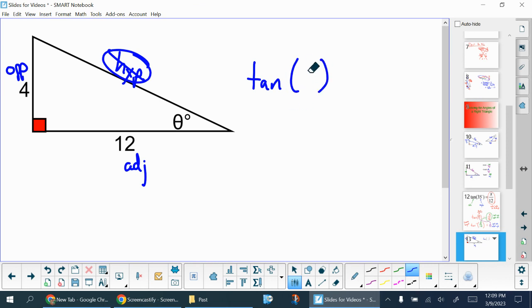Now the big difference here is I don't know the angle, so I can put a theta in there because it's just an angle I don't know. But I do know what the tangent of theta equals. It is equal to 4/12 because I know the opposite is 4 and I know the adjacent is 12.